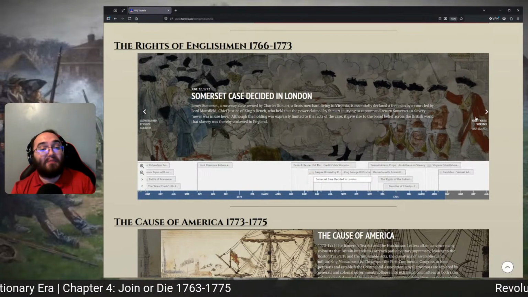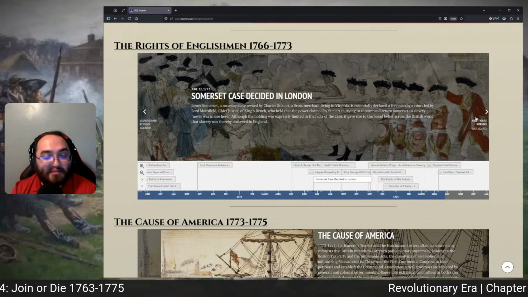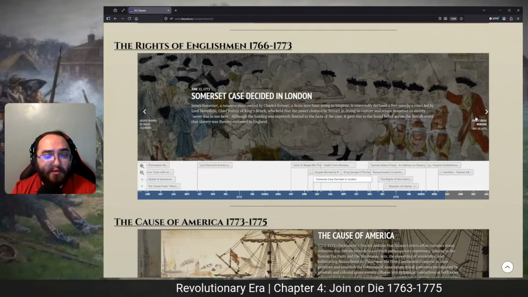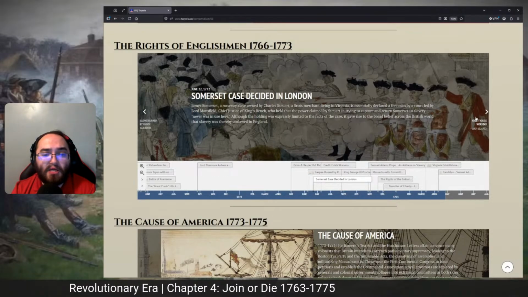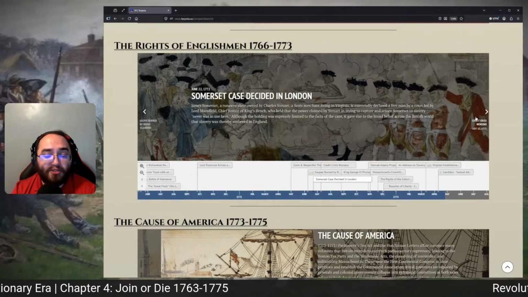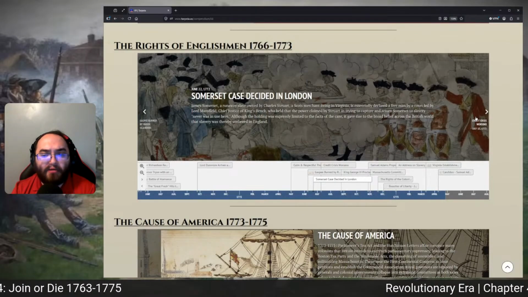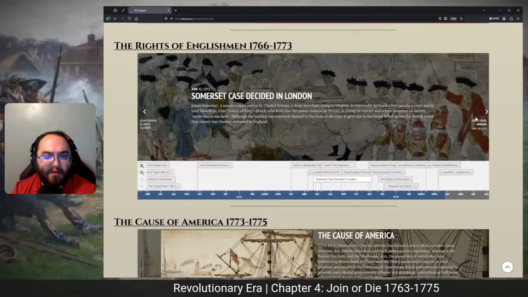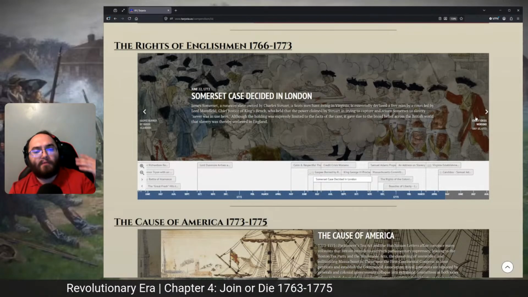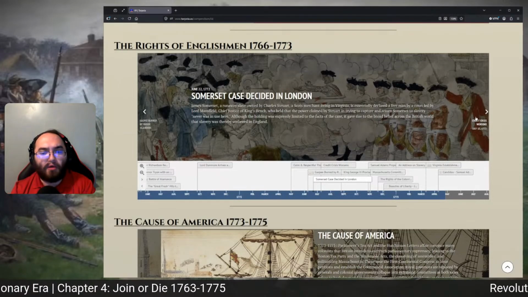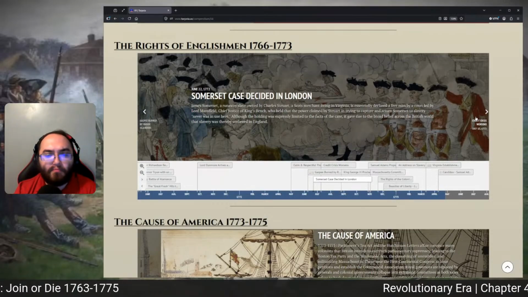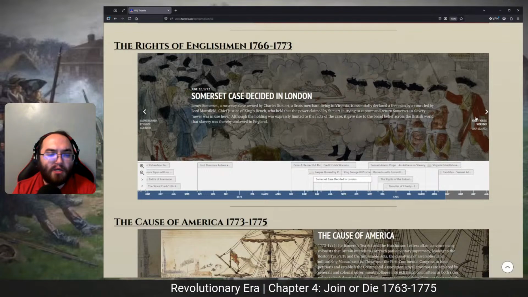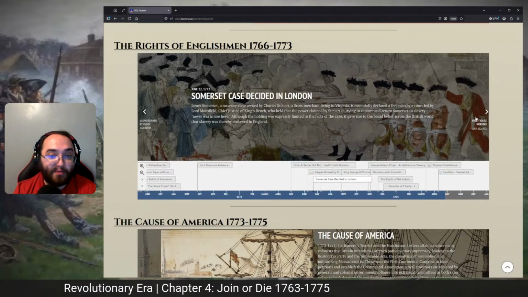The famous Somerset case is decided in London in June of 1772. James Somerset, a runaway slave owned by Charles Stuart, a Scots merchant living in Virginia, is essentially declared a free man by a court led by Lord Mansfield, Chief Justice of the King's Bench, who held that the power claimed by Stuart in trying to capture and return Somerset to slavery never was in use here, being England.